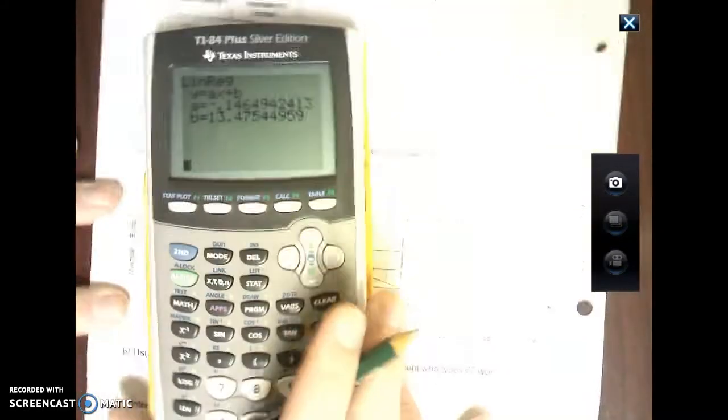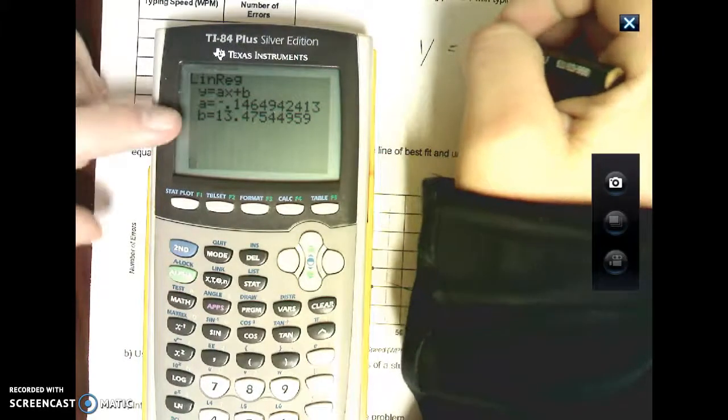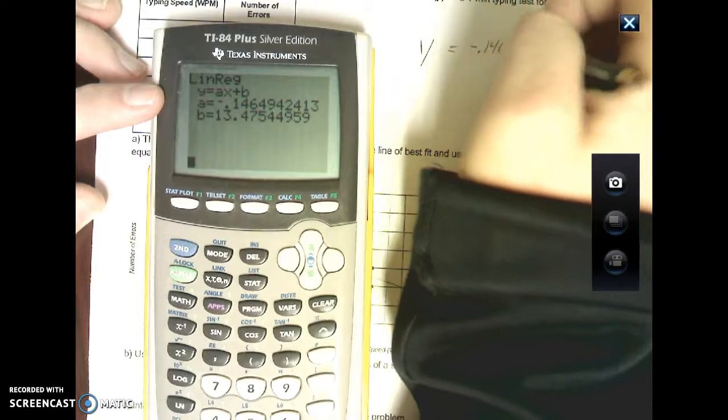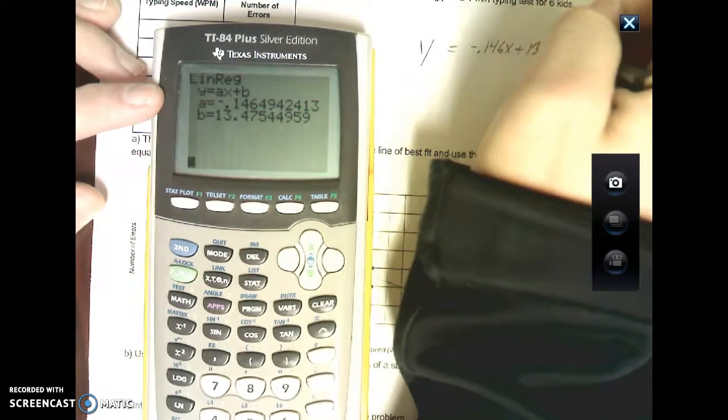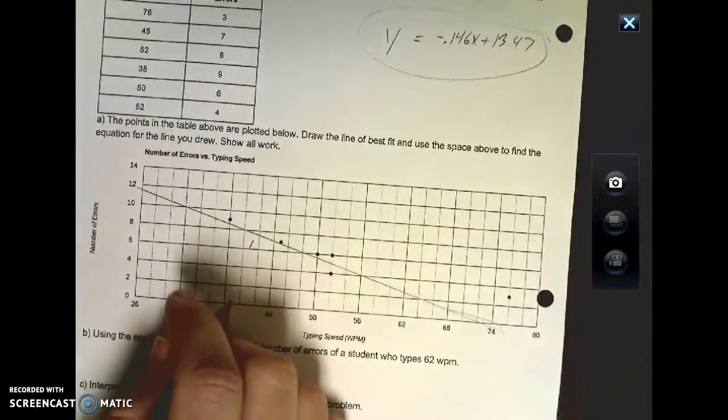Guys, this is beautiful. What this does is it gives you exactly what you need for the equation of your line: negative 0.146x plus 13.47. I would love for you to get good at this. It's real simple. It's like 3 buttons in the calculator. Now, there's my equation of a line.